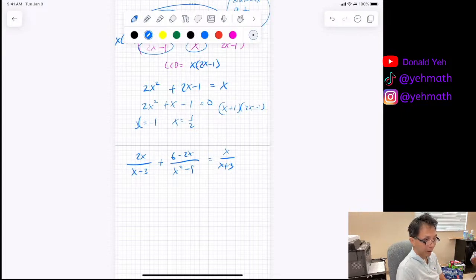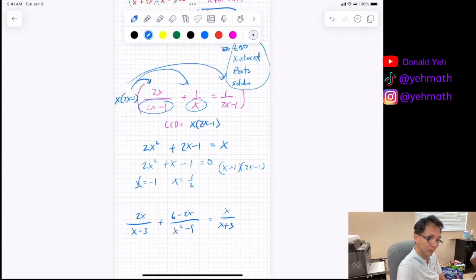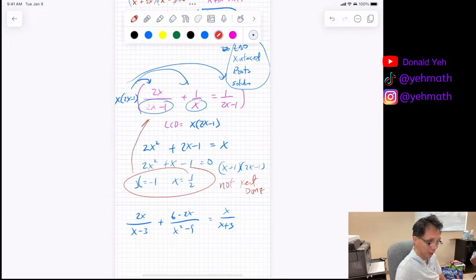Now, I'm going to talk about one more thing. Not done yet. What do I mean by not done yet? What you're going to do is plug in the denominator, double check. Which one is going to cause undefined? What do you mean by undefined? It means the denominator equals 0. You have to double check which one is not the answer.